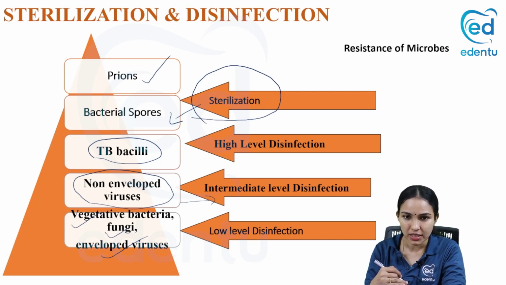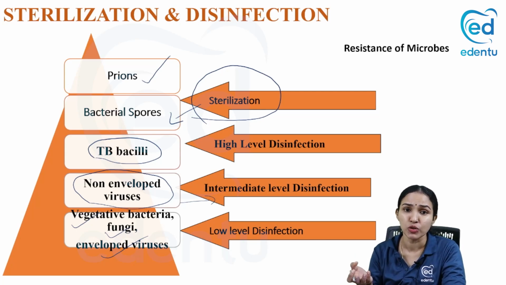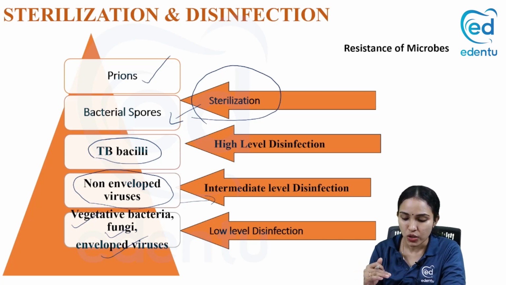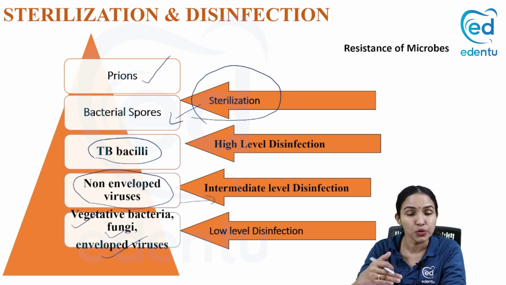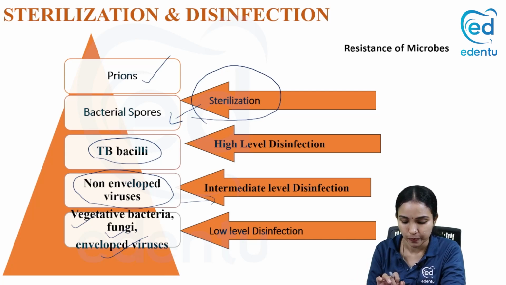So the one which comes at the bottom of the pyramid is our normal bacteria like E. coli, staphylococci, normal fungi like candida, mold, and enveloped viruses like the coronavirus or the HIV virus. And the next level of the pyramid consists of the non-enveloped viruses like hepatitis A and polio. And the next level is Mycobacterium tuberculosis, which is more resistant. Then comes the bacterial spores. At the top of the pyramid, it is prions. So, depending upon the kind of organism that you're going to deal with in an article, you have to increase the level of disinfection or sterilization.